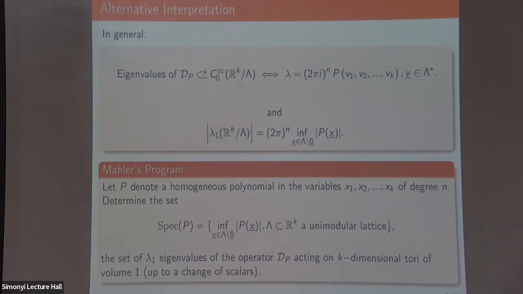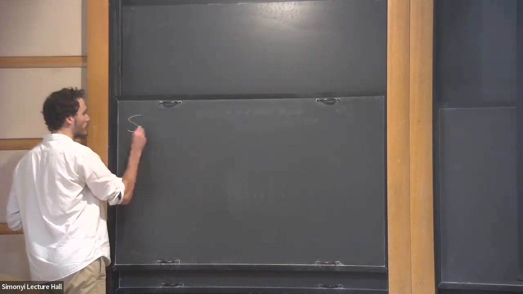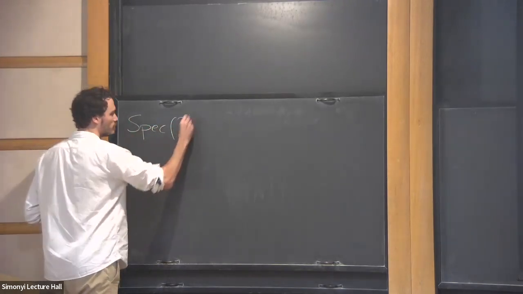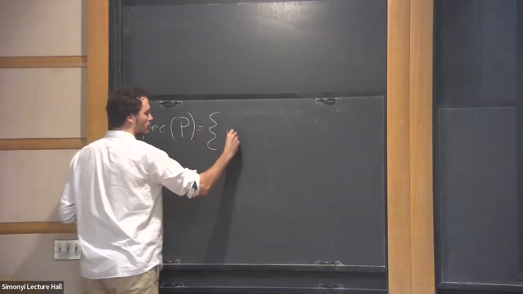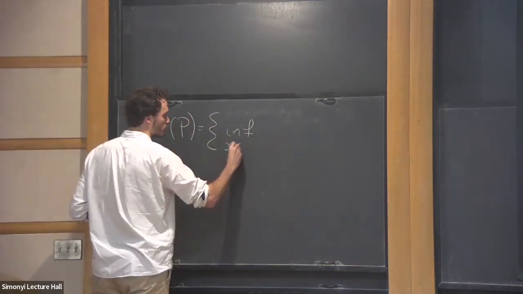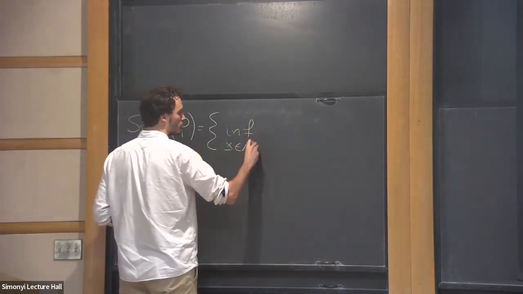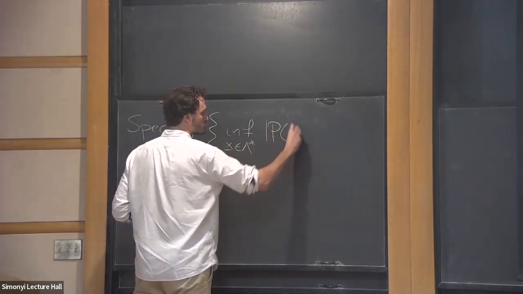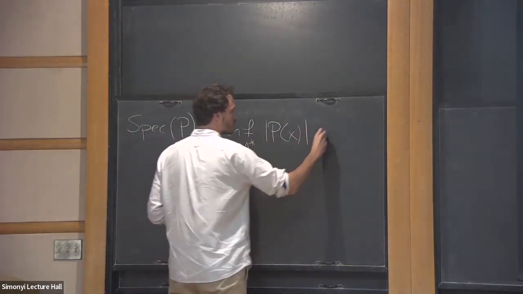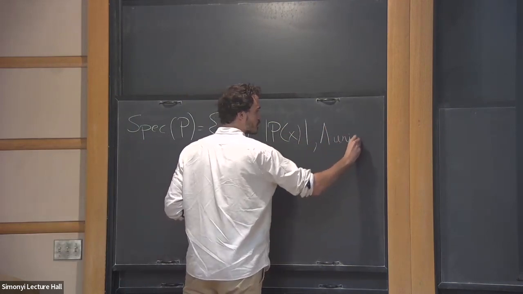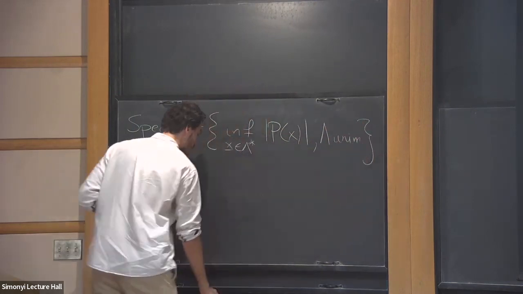We're not simply looking at one of the tori. We're looking at all of the tori together, and we're taking the set of the lambda 1 eigenvalues. Maybe I should write this definition because it will be a central definition for the talk. Okay.